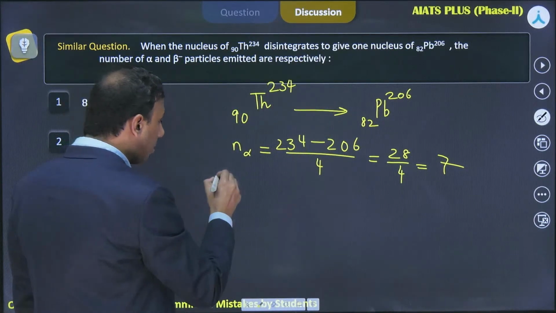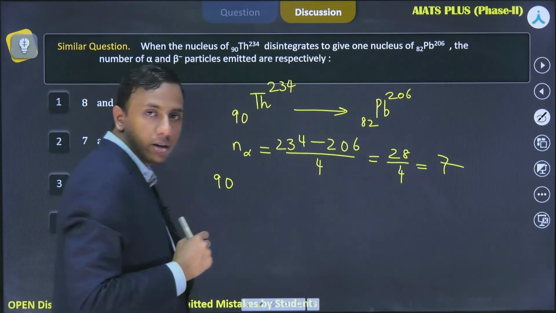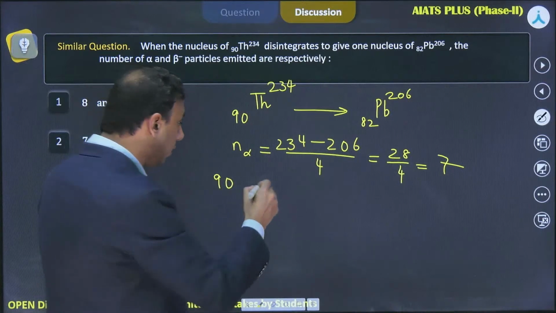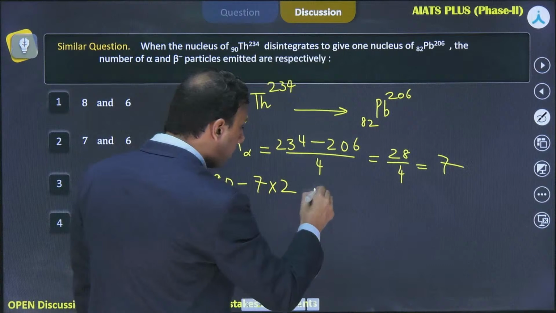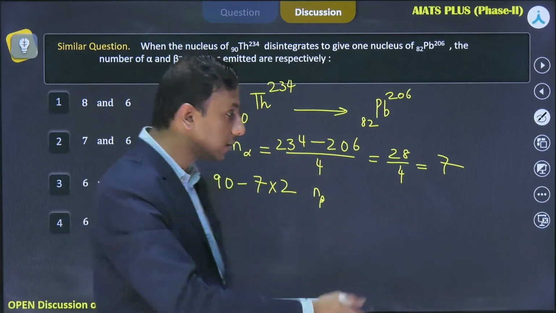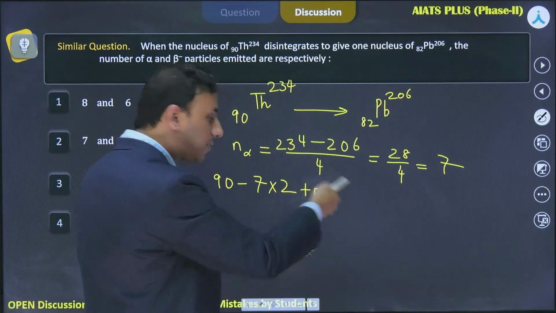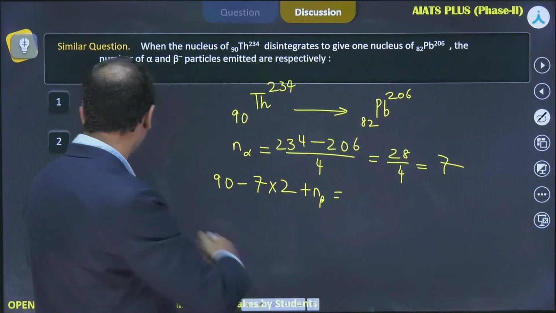And what about beta particles? The same thing. Initially it was 90, then 7 alpha particles are emitted. So atomic number will decrease by 7 into 2. Then let's say N beta minus particles are emitted. So atomic number will increase by N beta. So plus N beta. And finally it is equal to, what is the final atomic number?